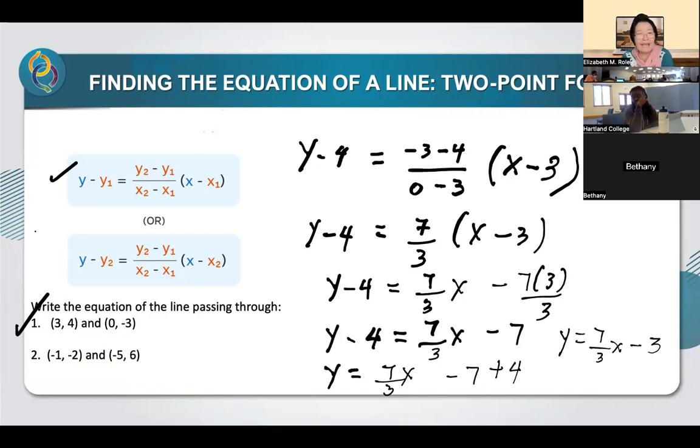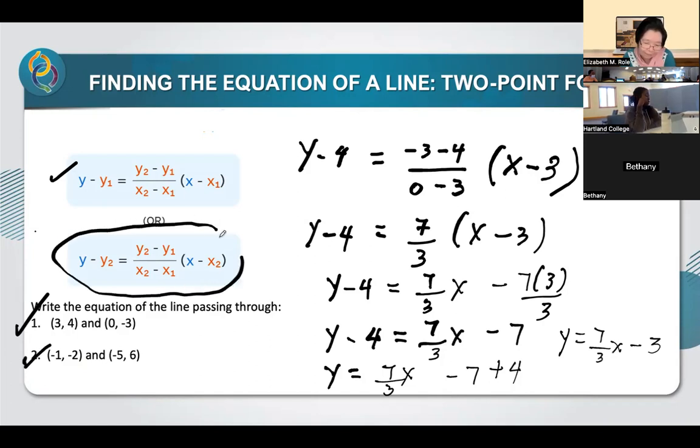If you want to really check whether you get the same answer, if you use the second equation, you can do that on your own and you'll find out that the equation remains the same. Now, for number 2, try doing it. I want you to use the second formula.